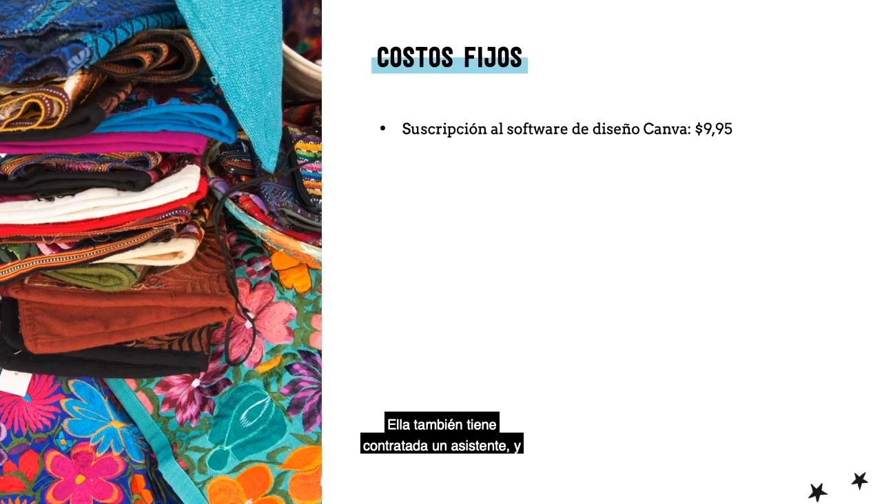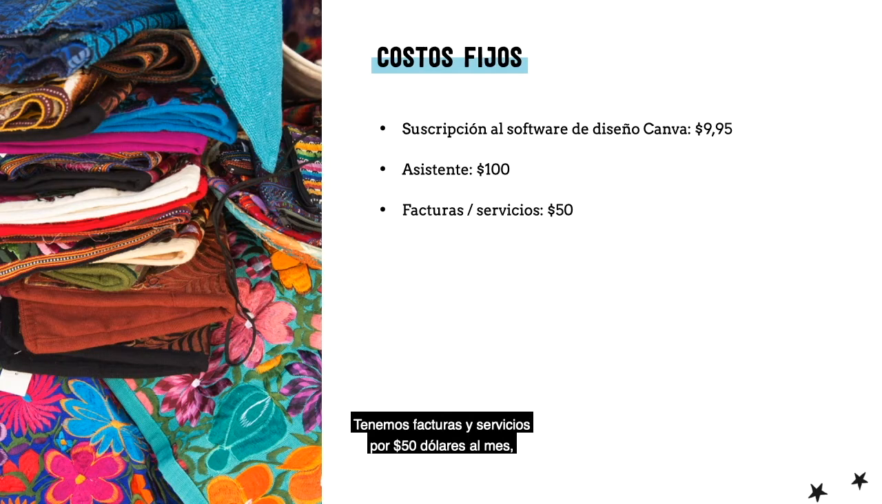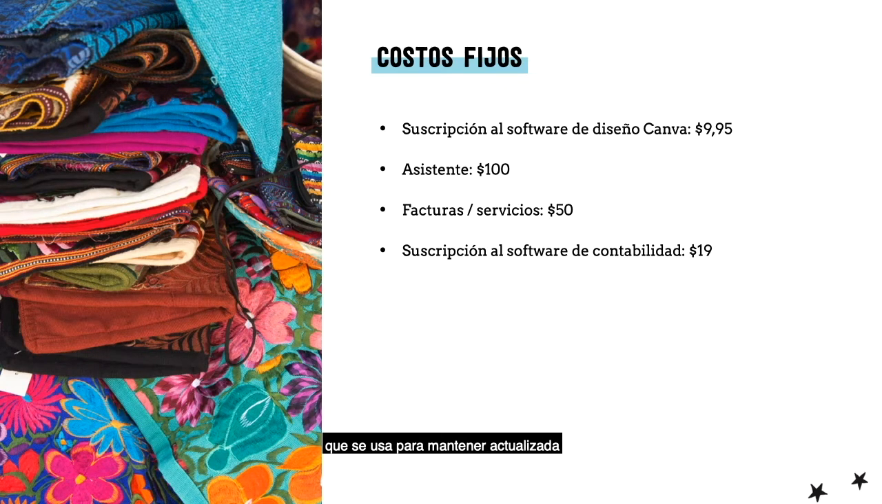She also hires an assistant, and that's an agreement of $100 a month for this person, regardless how many sales are being made. This person helps with social media, and so this is an ongoing recurring expense as well for this business owner. We have bills and utilities for $50 a month. An accounting software subscription that's used for keeping the books up to date and making sure that the finances are in order. That's a recurring fee of $19 a month.